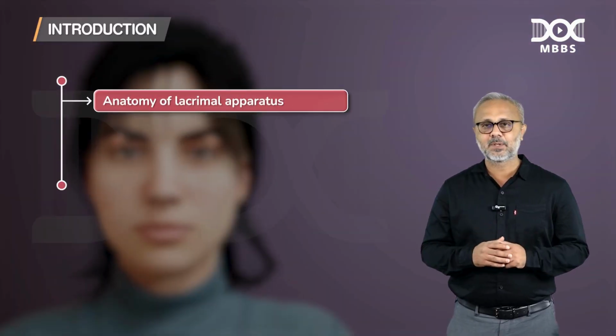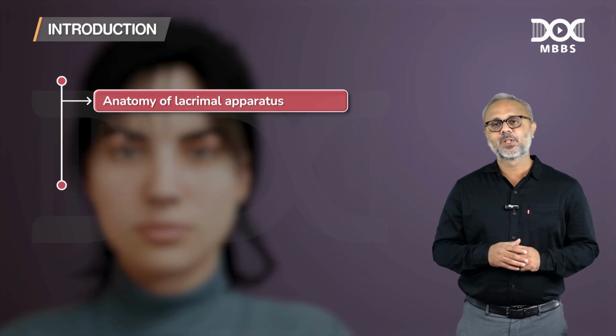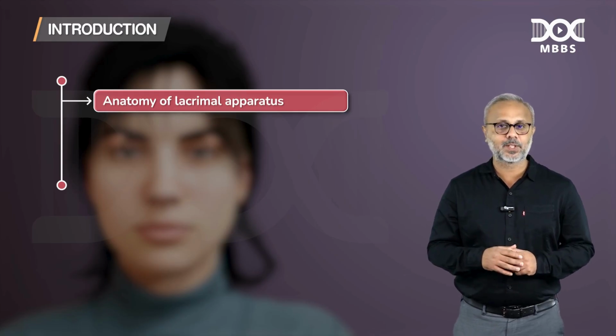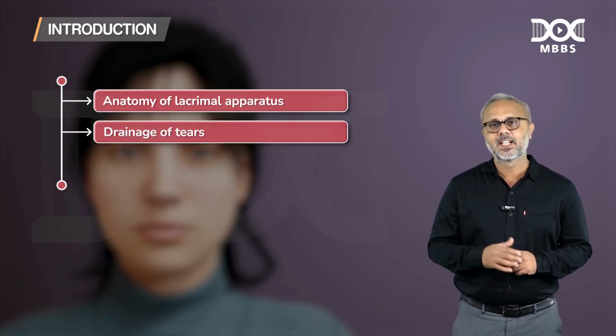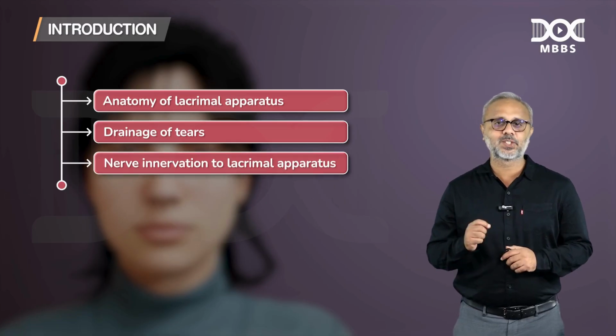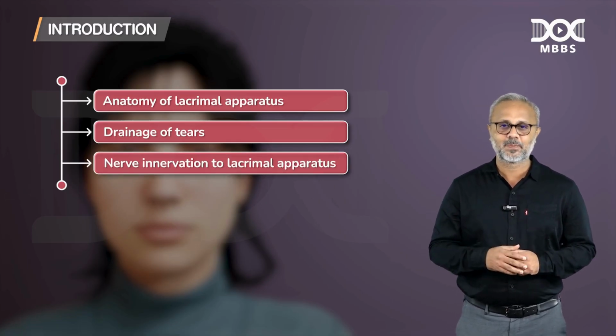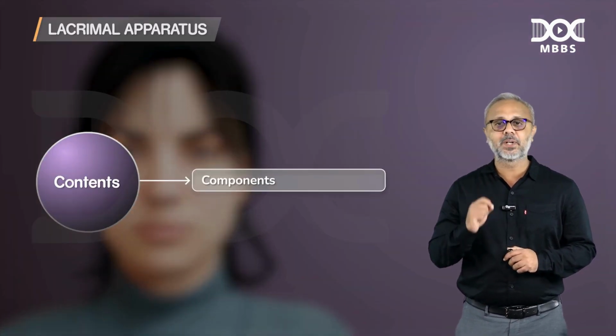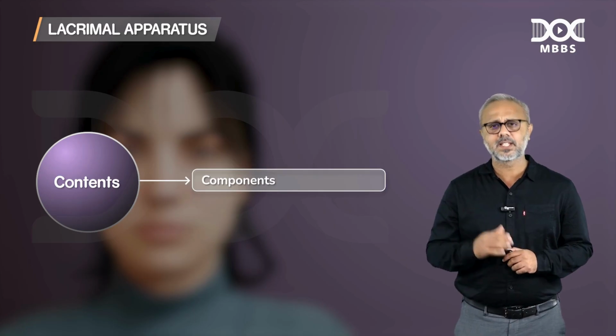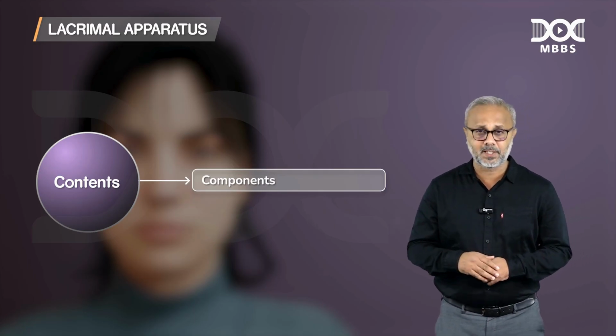Once we learn the anatomy of the lacrimal apparatus, we will come to know the exact anatomical pathway of drainage of tears and how secretion of tears is actually controlled by innervation. In this session, we will first talk about the components of the lacrimal apparatus. We will list the components to begin with.